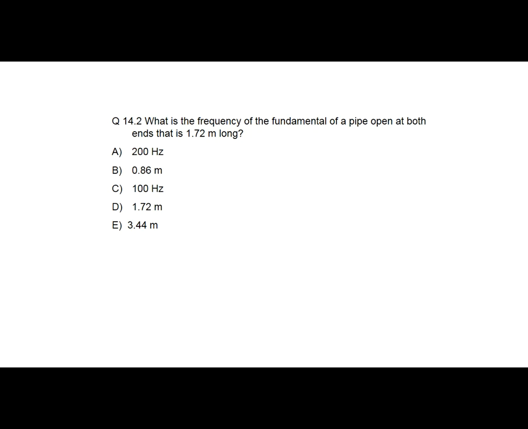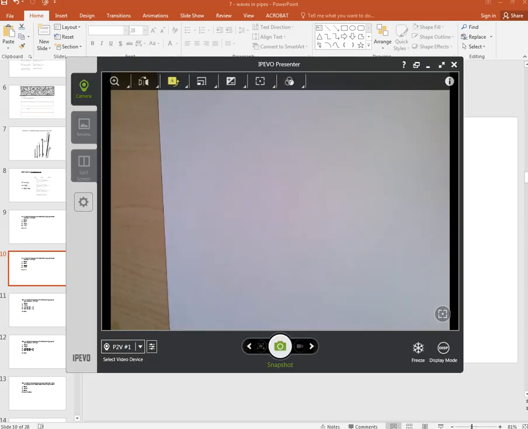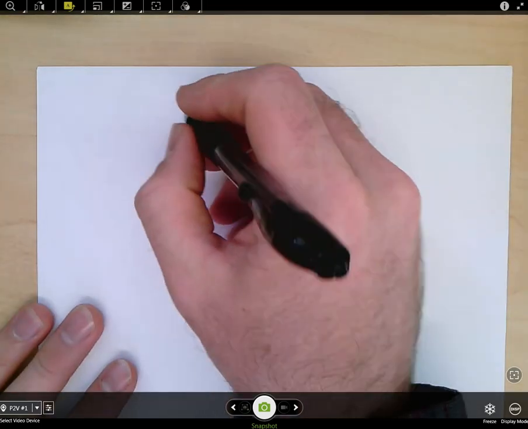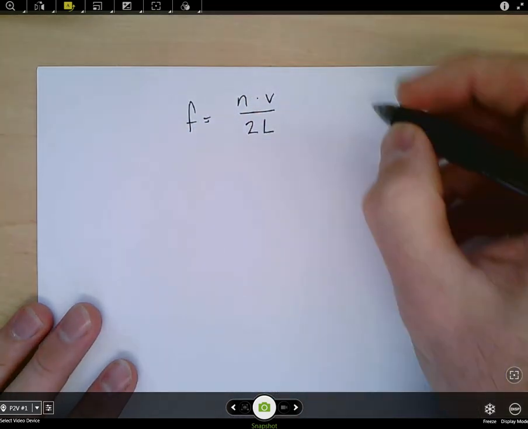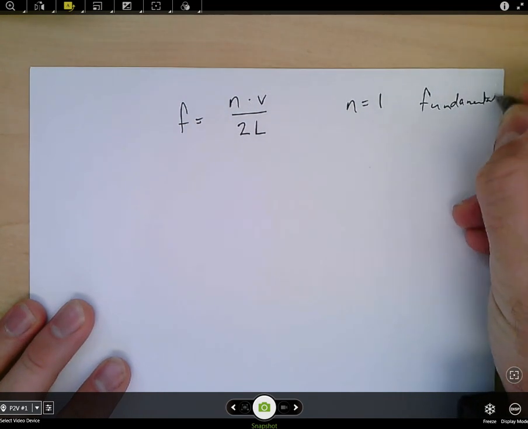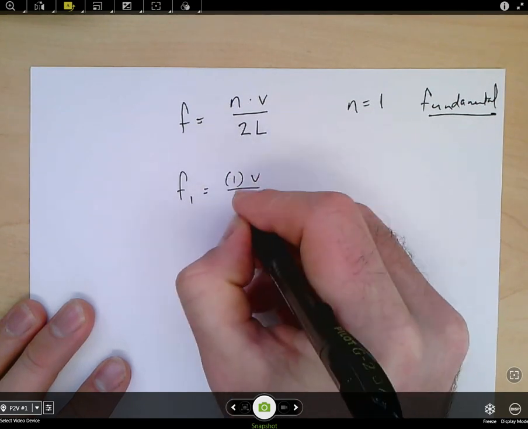Okay, so we're back. Hopefully you got that it was 100 hertz, but more importantly, how do we get there? This is a pipe that's open at both ends, and so the formula that we have associated here is that the frequency is equal to n times the speed over 2L. Now for the n equals 1 mode, this is our fundamental, right? So we'll call this our fundamental. And so our frequency of number 1 is going to be 1 times v over 2L.